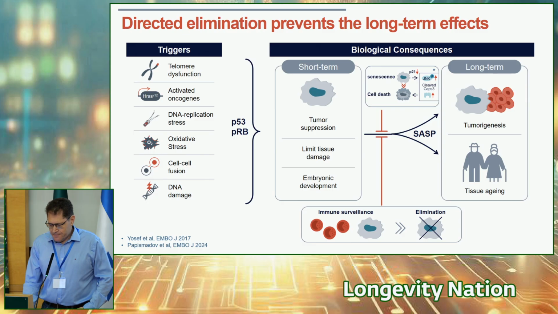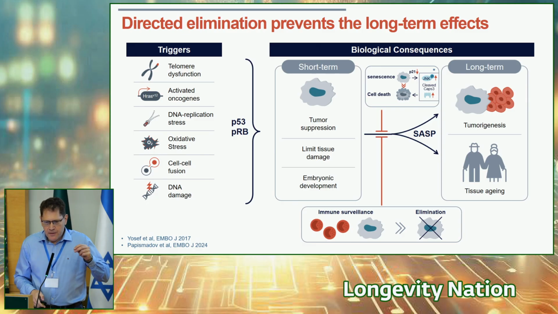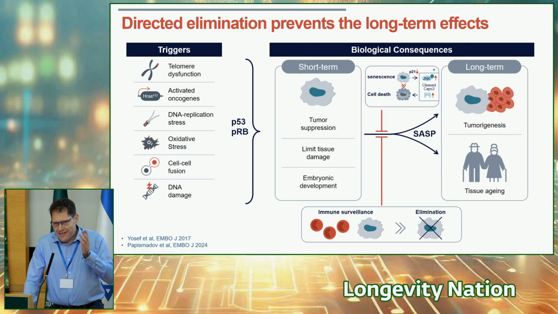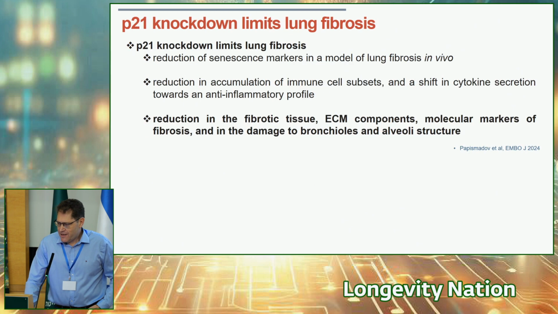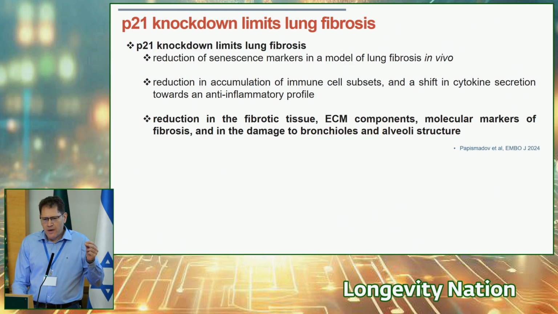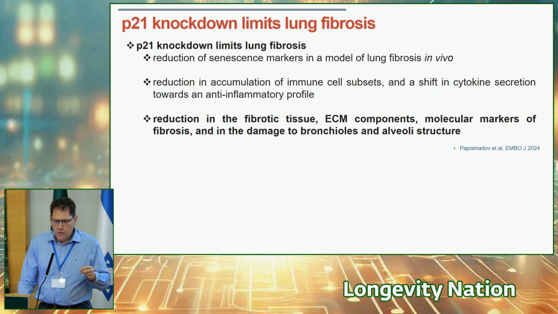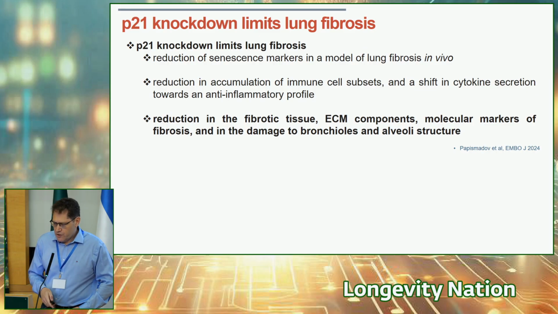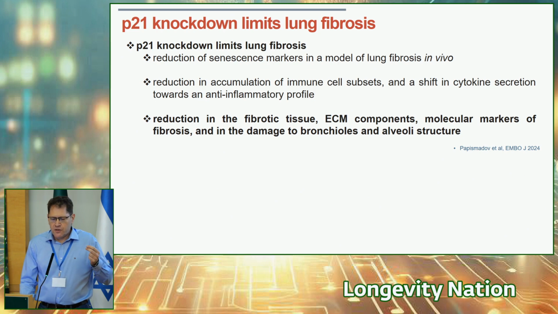That led us to study the role of P21 in lung fibrosis, and a student in the lab, Norit, who is here in the audience, did this beautiful study that we published, where we used a P21 genetic model for P21 knockdown in mice. We have shown that this knockdown, which is done during the development of the disease, not before, but during, like a real treatment, actually reduces the amount of senescent cells in fibrotic lung, reduces accumulation of immune cells and inflammation, and reduces fibrosis and accumulation of fibrotic tissues. And it preserves the lung architecture.